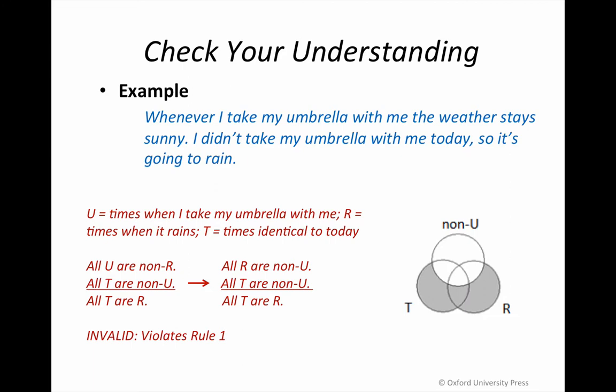All right, now let's look at our rules. Rule number 1. Notice that the middle term, non-U, is not distributed in either the major or the minor premise. So the argument violates rule number 1. If you take a look at the Venn diagram, you'll see also that the conclusion, all T are R, does not appear when we diagram the premises, all R are non-U and all T are non-U.